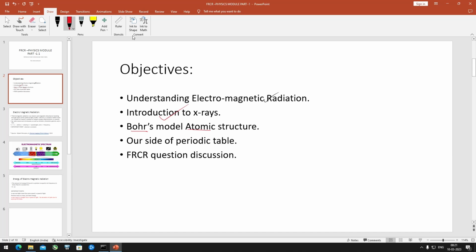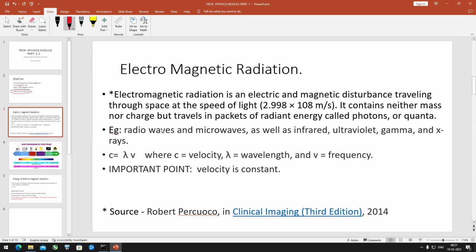At the end of the session, we will be discussing the FRCR question, which will be another session altogether, so we will do this in later sessions. So let's go ahead with the first topic, that is introduction.